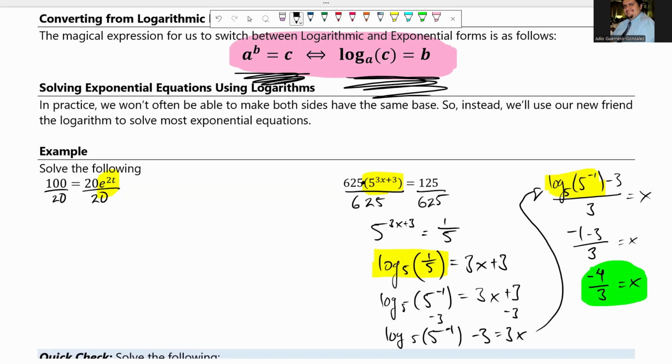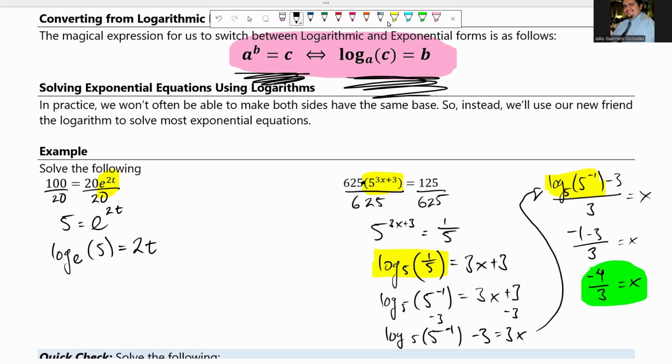Okay, that's going to be 5 is equal to e to the 2t. Now we have the exponential version. We need to change it into the logarithmic, right? Log base e of 5 is equal to 2t.